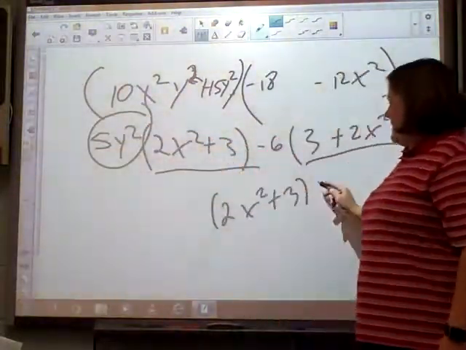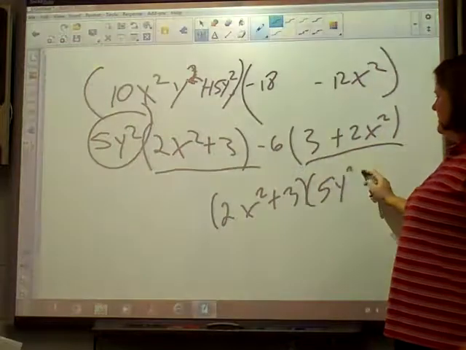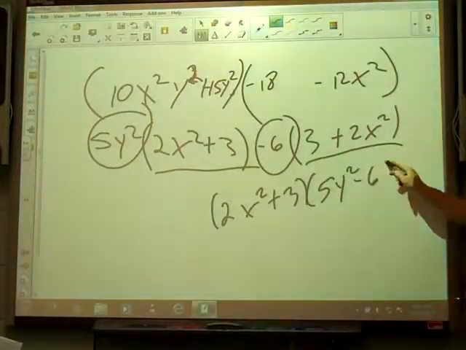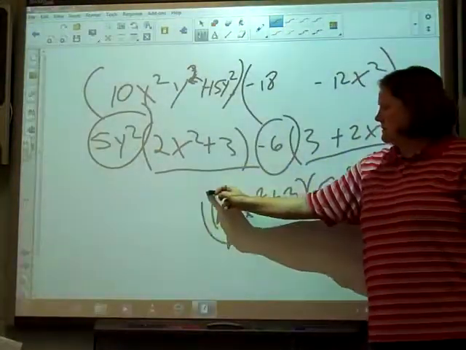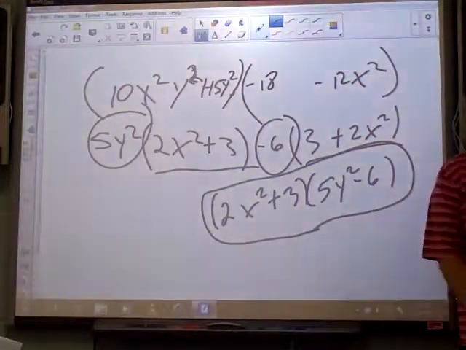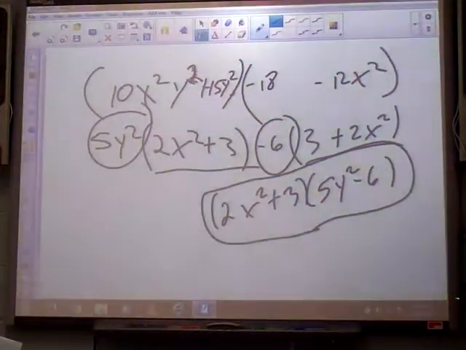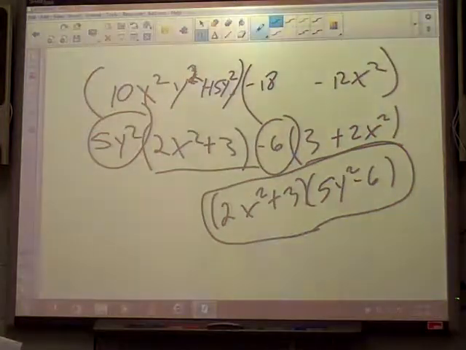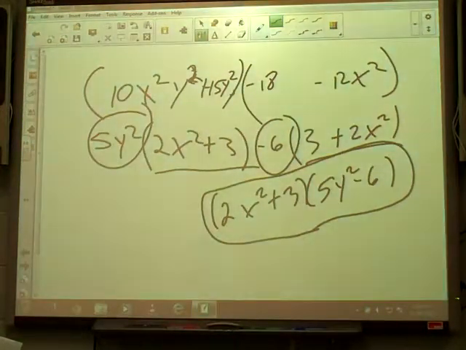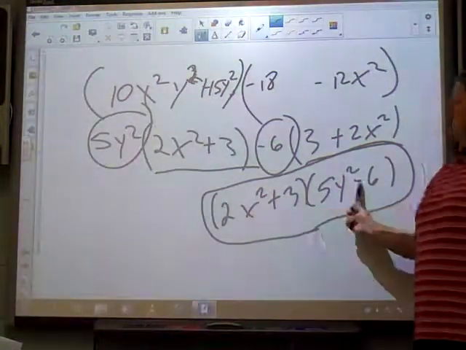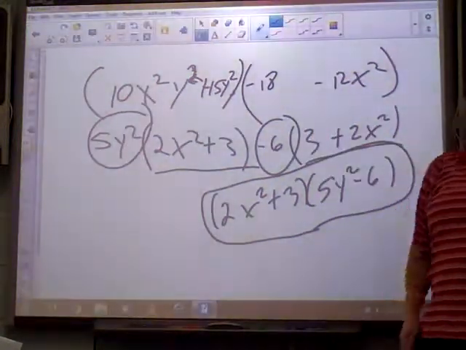That first 5y squared minus 6. What were you going to say, Chase? If you FOIL this, it'll be this. That's how you can check it.